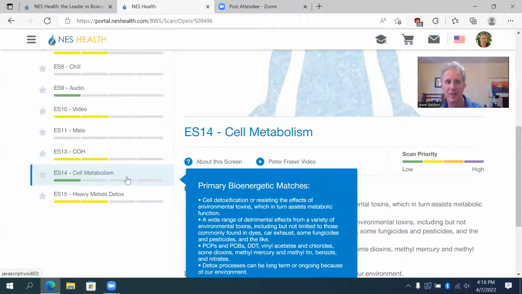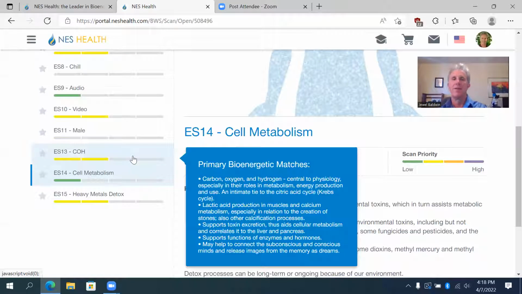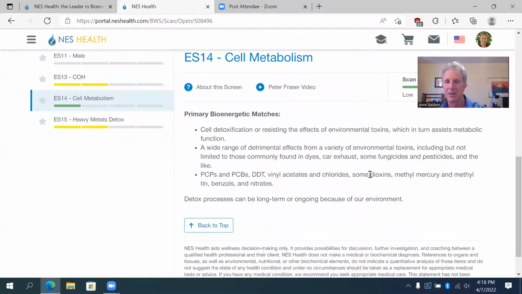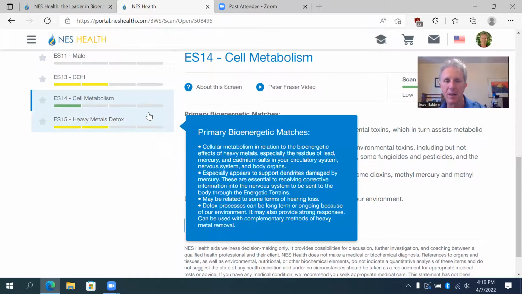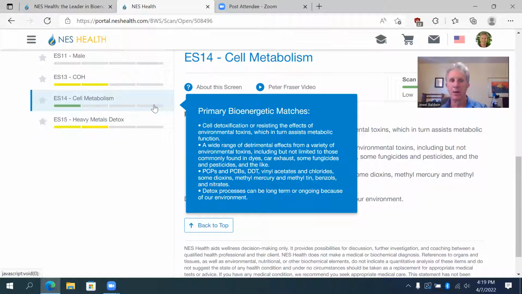Cell metabolism is detoxification of chemicals, specifically environmental toxins: PCPs, PCBs, DDT, chlorines, dioxins, all this stuff. Big problem. So it actually is a support. If this comes up for a client, I'll recommend this normally with some binder, some citrus pectin or apple pectin, clay or something like that. So as you activate the detoxification, the toxins don't recirculate. You can just bind with them, flush them out through the kidneys, the bowels, or through your skin if you're doing saunas.